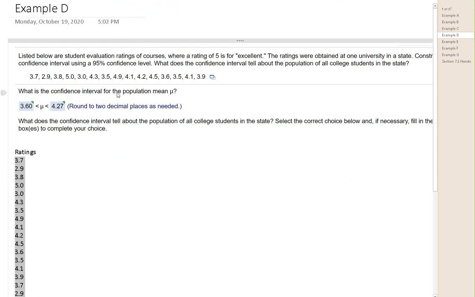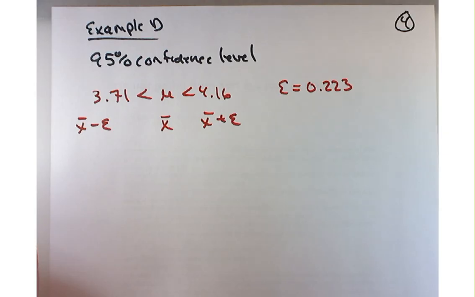So ours ended up a little different than what they have here, but I think this is a different data set than what's here. At least that's the way it copied. There's a follow-up question. Let's state this confidence interval in words.